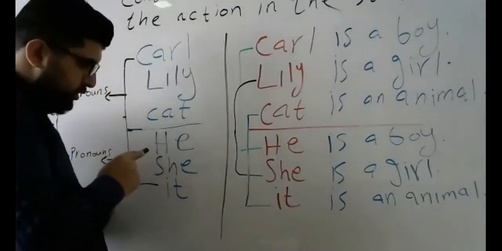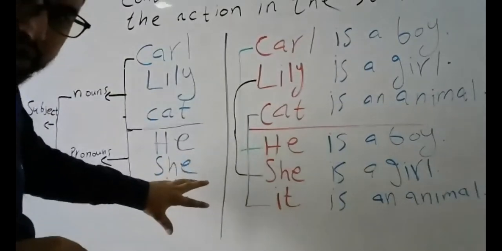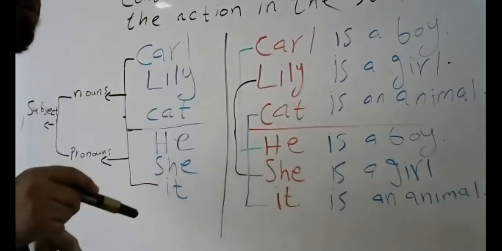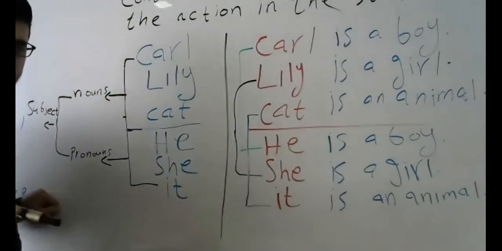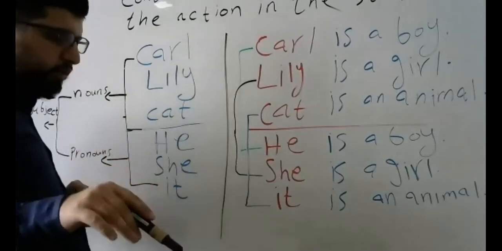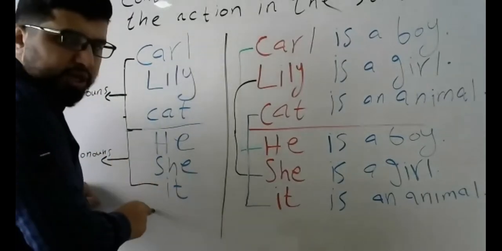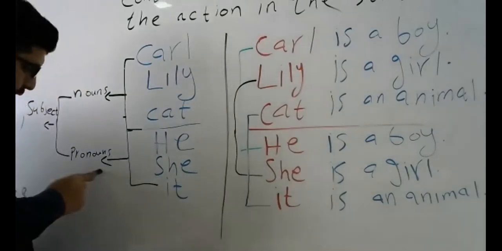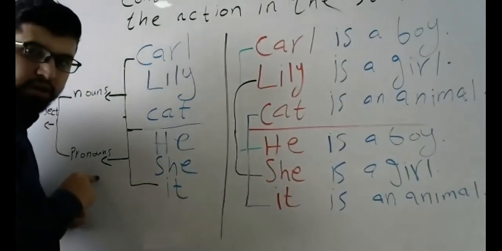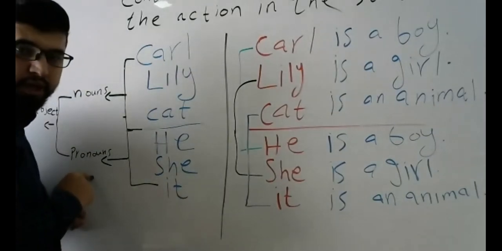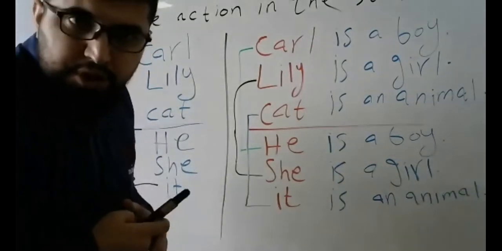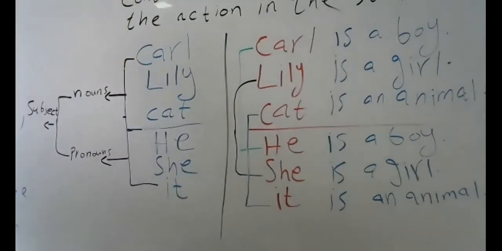But now we just talk about he, she, it, okay? Later we will talk about the plurals. They, we, okay? All of them, they count also. He, she, it. We call them pronouns, okay? Pronouns.